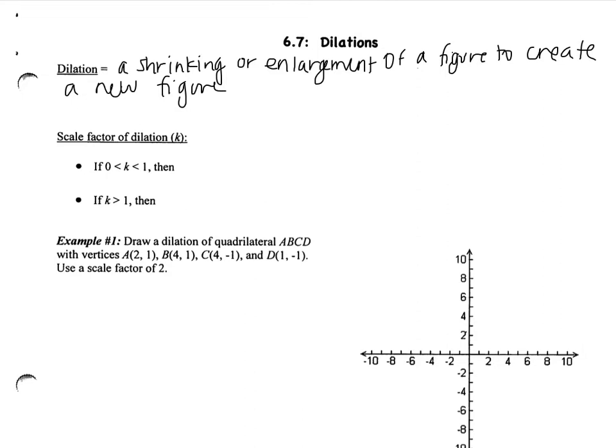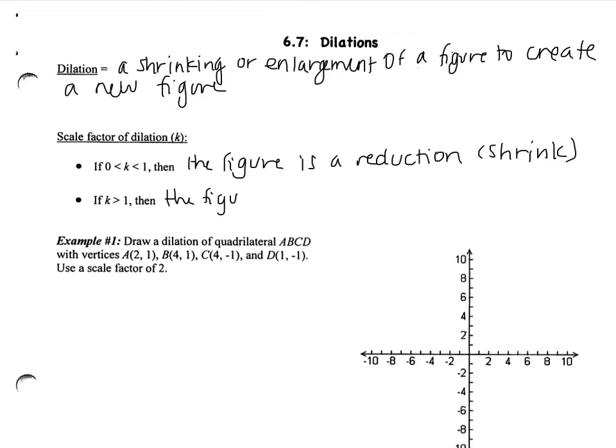The number that we scale by is the scale factor. If we scale by a number between 0 and 1, so a fraction like 4/5 or a decimal like 0.5, then the figure is what we call a reduction. It's when you shrink the figure. If k is bigger than 1, then the figure is an enlargement. So your new figure is bigger.